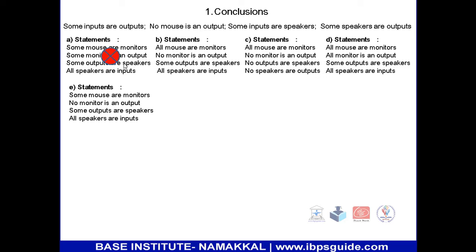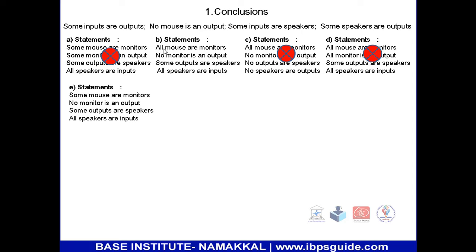Friends, this is the first point to be considered: comparing the sentences, either positive or negative, with the statements. The major point is to read the sentences in between the lines. Here, in statement C's last sentence, no speakers are outputs. Comparing it with the sentence in the conclusion, some speakers are outputs, we can surely tell that this will not be the answer, so we can neglect it.